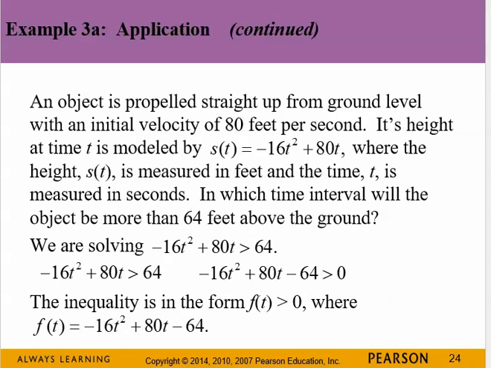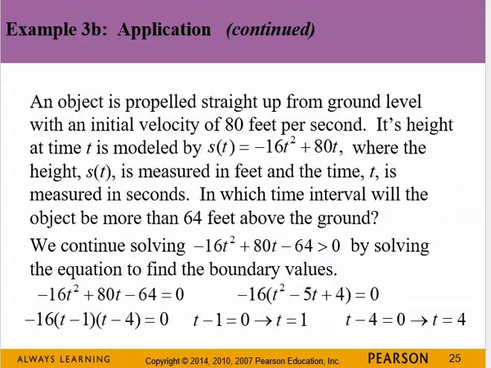So what they're doing is going to take this 64, transpose it to the other side, where it becomes a negative 64, and then find our boundaries, which is solving this for the zeros in a sense. So notice the protocol they're following. They're going to factor out a negative 16 out of each of these terms and get this. And this factors nicely into this. Equate each of the factors to 0, and we get t is a positive 1, and t is a positive 4. Now, what does this mean?